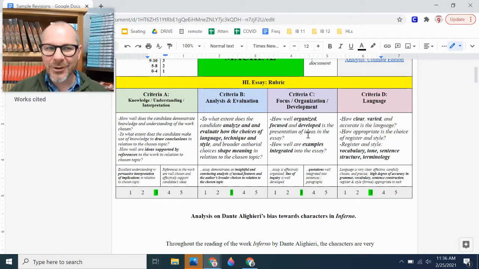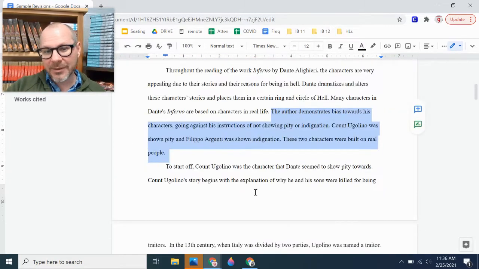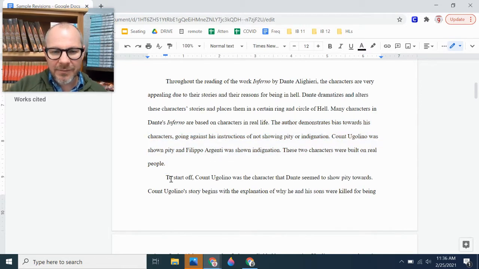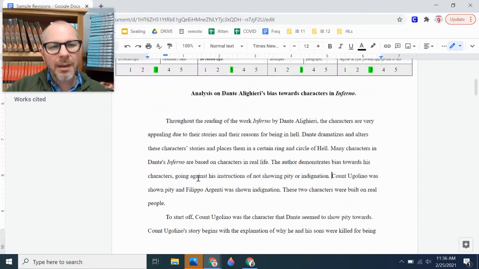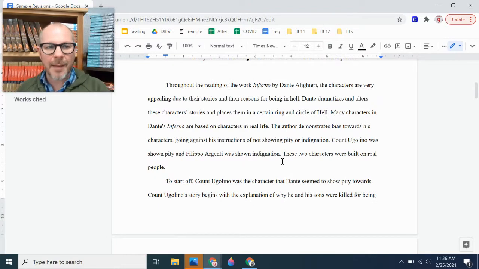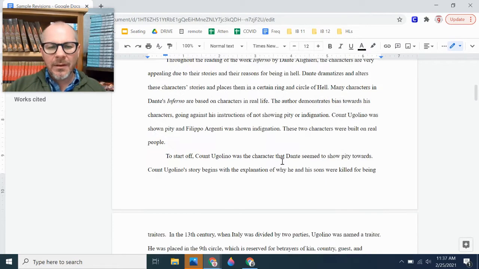So that first paragraph is like an invitation. Based on this, Count Ugolino is the first person, and this paragraph seems to be about Count Ugolino. So that's baseline. This is maybe a 3 for focus and organization, because it's clear that 2 things are going to happen in the paper, and those things are listed in the order in the introduction that they're going to happen. That's baseline. Okay, interpretation, it's all right.